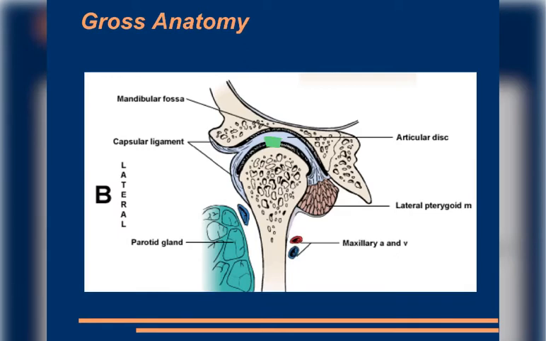Posteriorly, the disc divides into two laminae. One is called superior lamina, and the other is called inferior lamina. That's why this zone of the disc is called the bilaminar zone. It has superior lamina and inferior lamina.